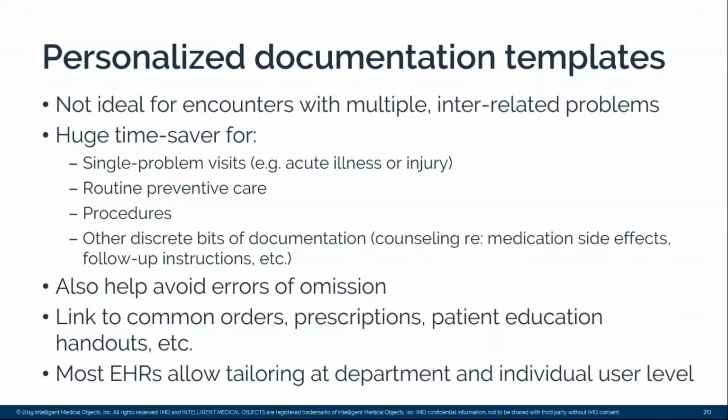There are so many things where something that happens in the clinic should create an automatic documentation, an automatic order, a follow-up, whatever it is. And having a template there is kind of like having a checklist of what to do so that ordinary errors of omission don't happen. And then most of them will have links to common orders, prescriptions, patient education handouts, the other kinds of busy work that feel tedious, but can be relatively automated if you've got a good documentation template. And most electronic health records do allow tailoring these for both the department and the individual user level.